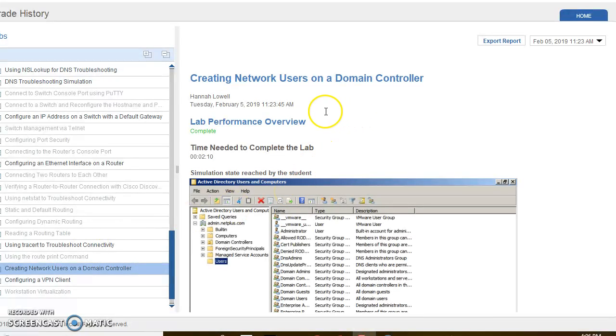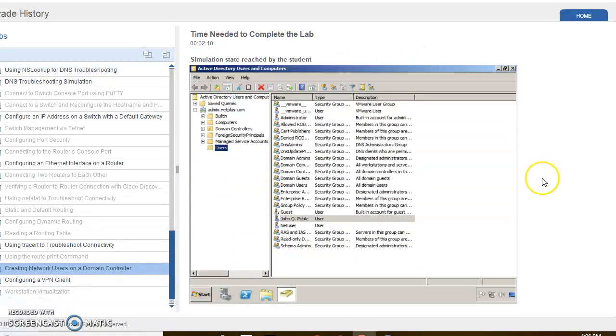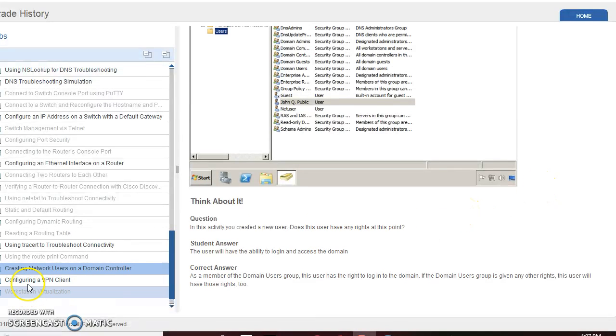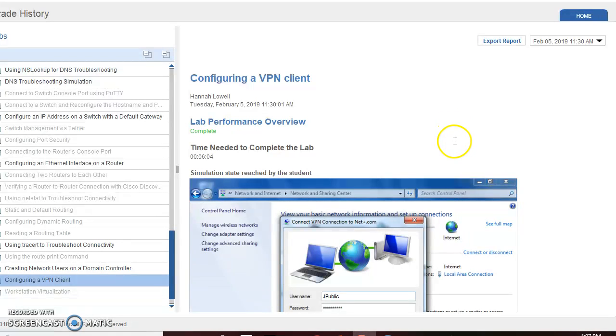Creating network users on a domain controller. This one was a fairly easy setup and useful information to know when establishing accounts. And lastly, we have configuring a VPN client.